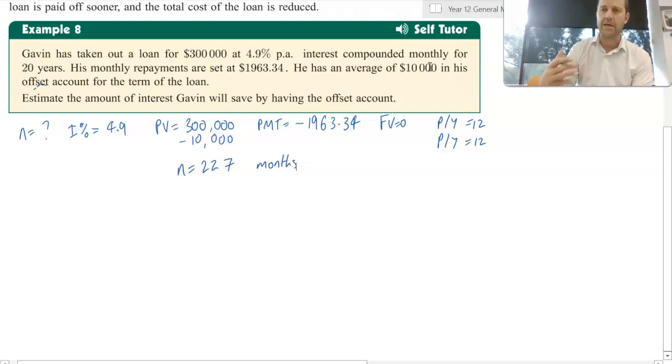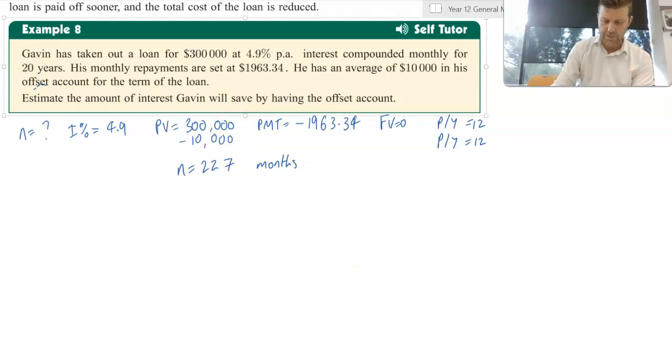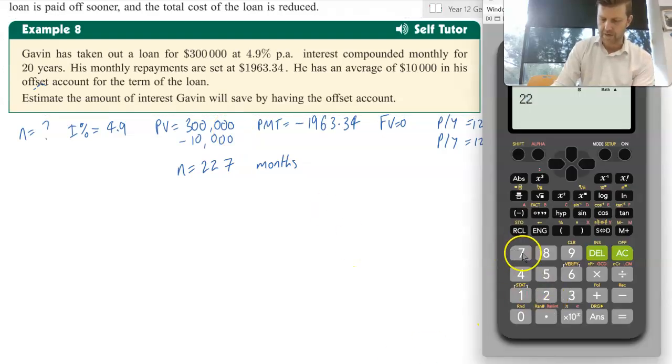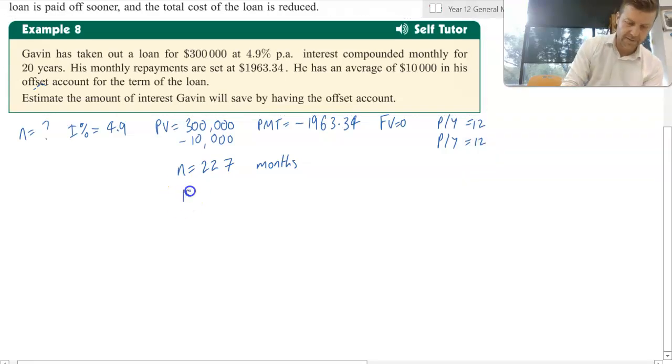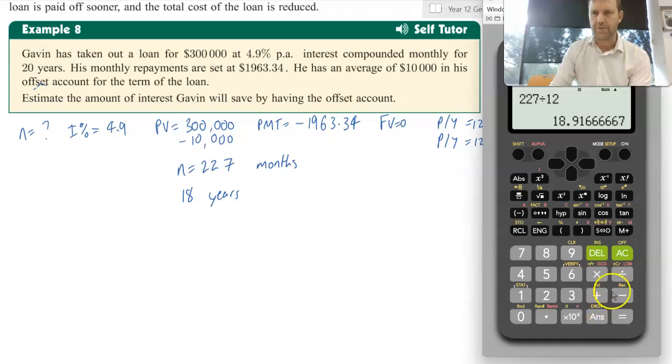So how many years is 227 months? It's going to be less than the 20 years that the loan was taken out for. So to convert that, I would just do 227 divided by 12, which gives me approximately 18.92 years. So it's 18 years, but how many months? I'm just going to remove the 18 years now, take that away, and then multiply that decimal number by 12 to tell me how many months.